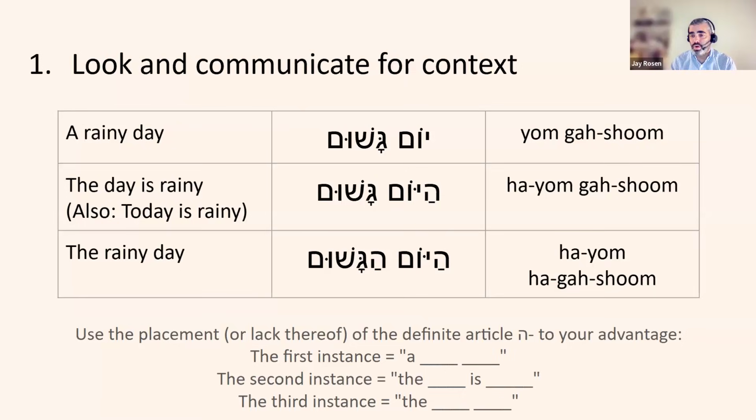When the first word in a series like this, the noun, has the definite article ha, and the second word, the adjective, does not, you can understand that as the noun is blank.